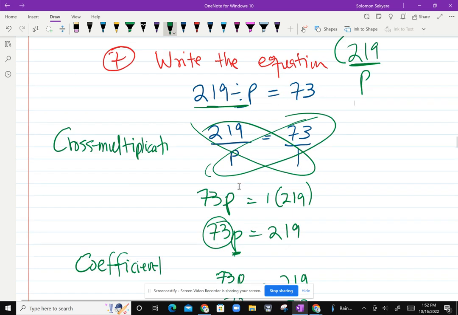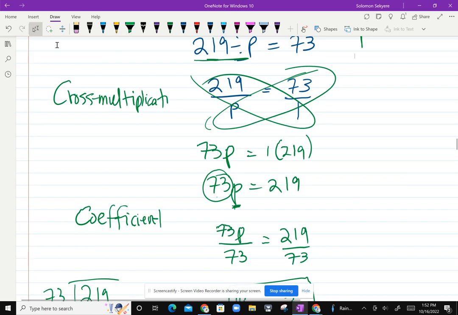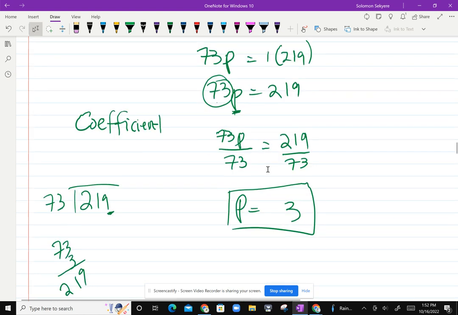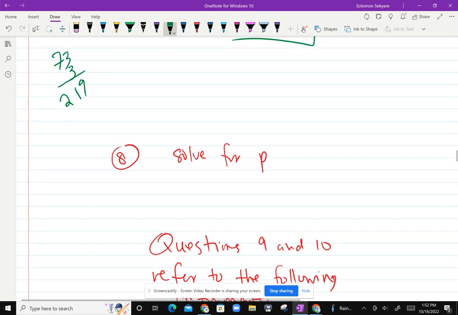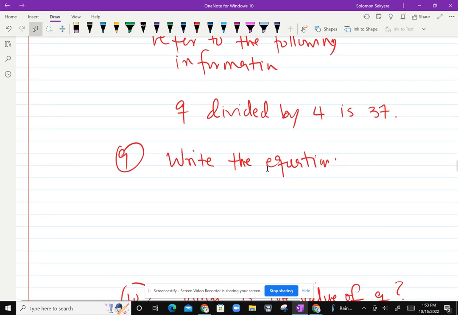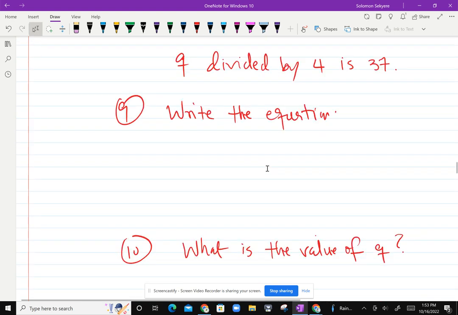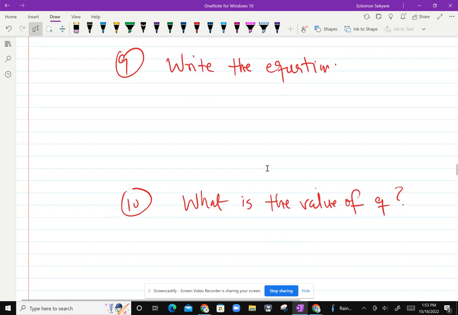I write 73 as 73 over 1. I do the cross multiplication, which is butterfly. And then after that, I divide both sides by the coefficient, the number multiplying my variable, and I get it. Are you with me? Got it? So we solve for P, and P equals 3. All right, try this. Q divided by 4 is 37.